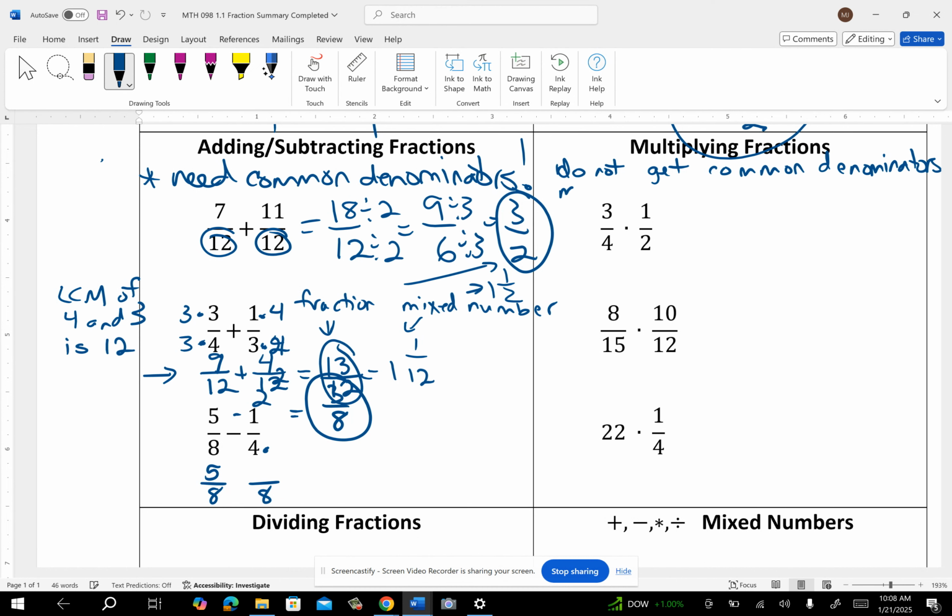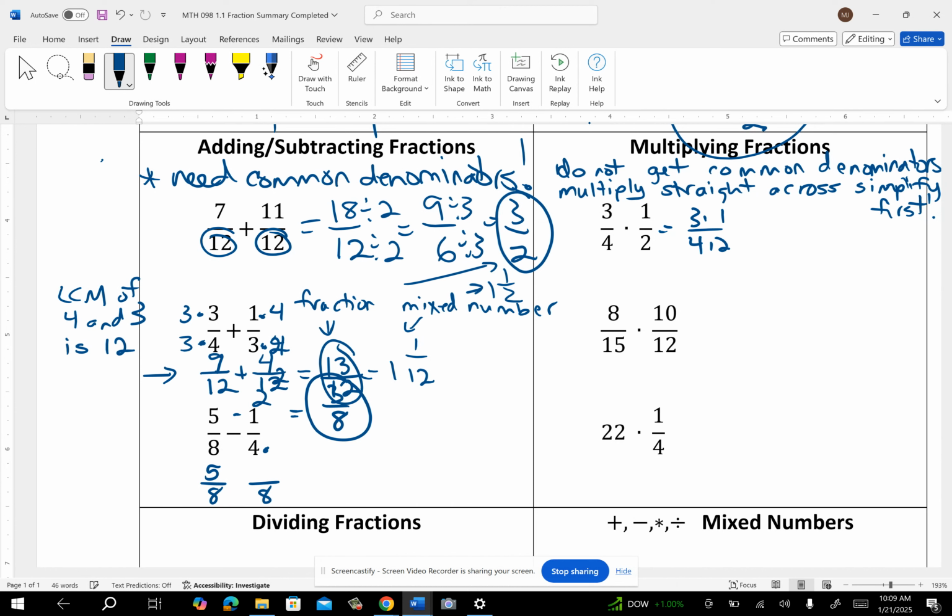Just multiply straight across. And then I'm going to recommend you simplify before doing that. Learn to simplify first. So like on this one, 3 times 1 over 4 times 2.